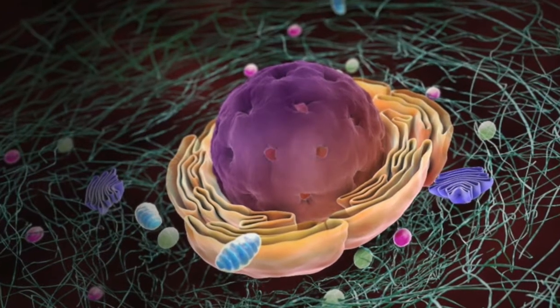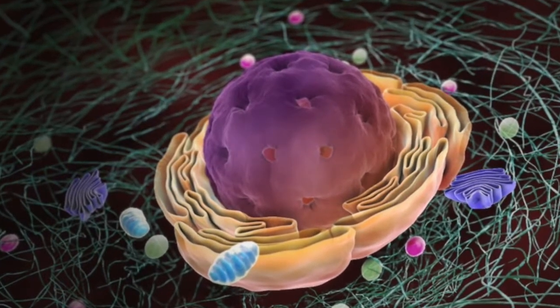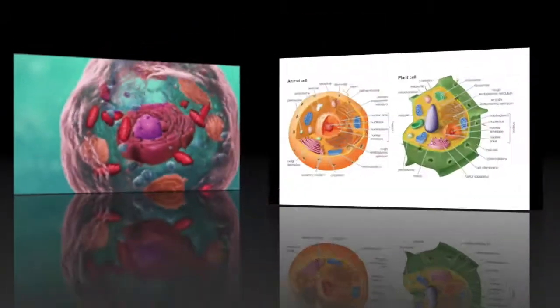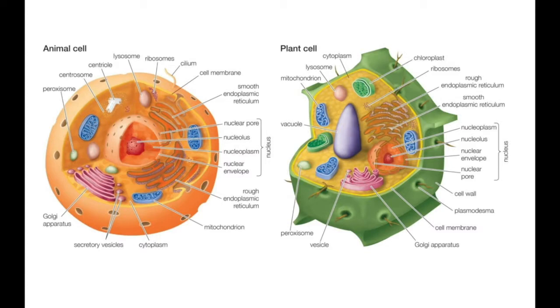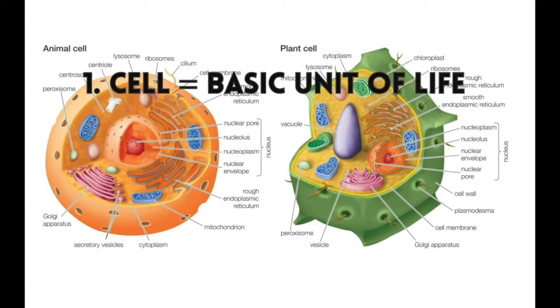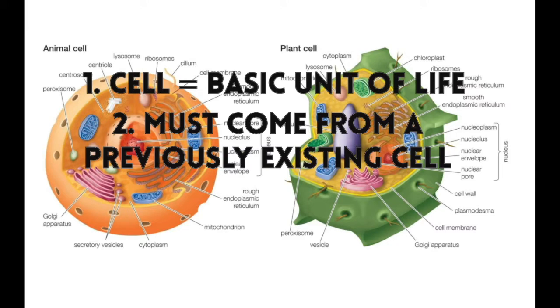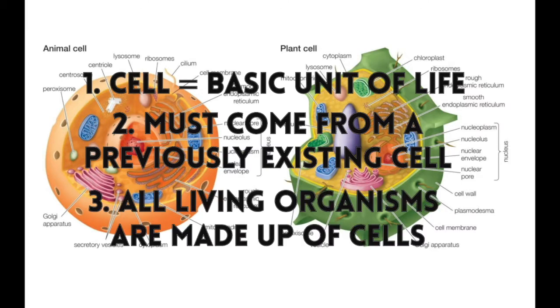Today, we are going to talk about the building blocks of all life, cells. According to cell theory, we know three things to be true. The cell is the basic unit of life, a cell must come from a previously existing cell, and all living organisms are made up of cells.